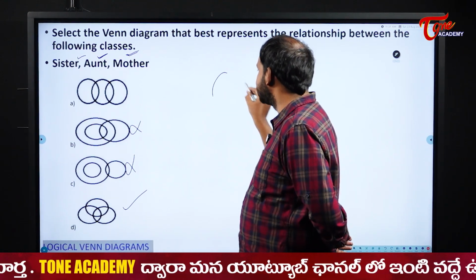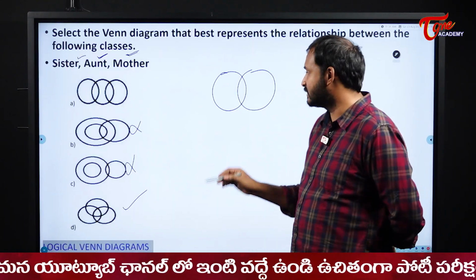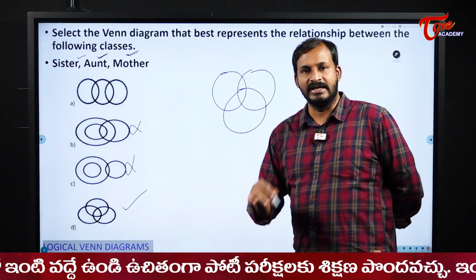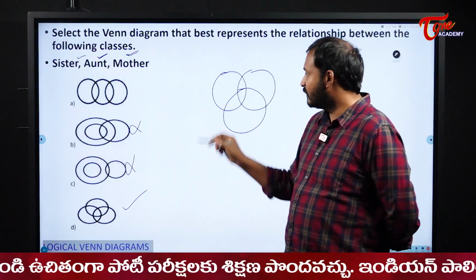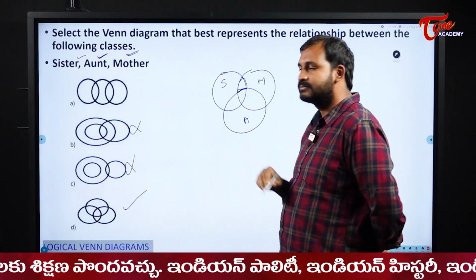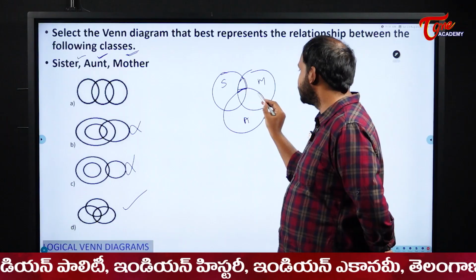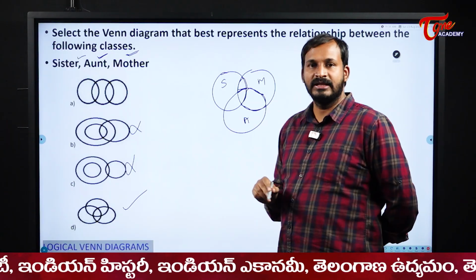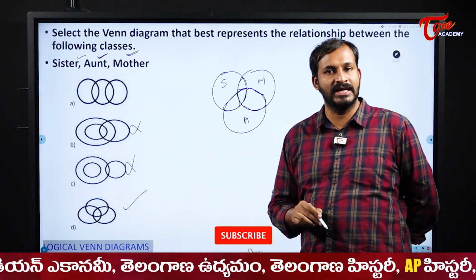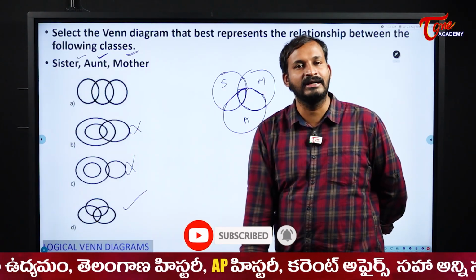So that means I can take sister and aunt. There will be some ladies who will be sister and aunt as well as sister, aunt and mother. Now please observe this one, students. Later also, in the logical Venn diagram, we will come to know. If I assume these are sisters, mothers and aunts, what does this region tell us? The ladies who are only sisters and mothers. And this region? The ladies who are only mothers and aunts. This region? The ladies who are sisters as well as aunts. And this common region? The ladies who are sister, mother and aunt as well.